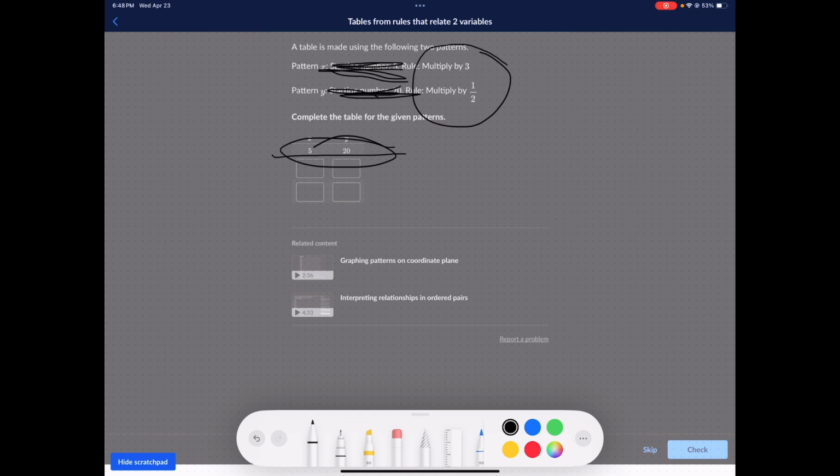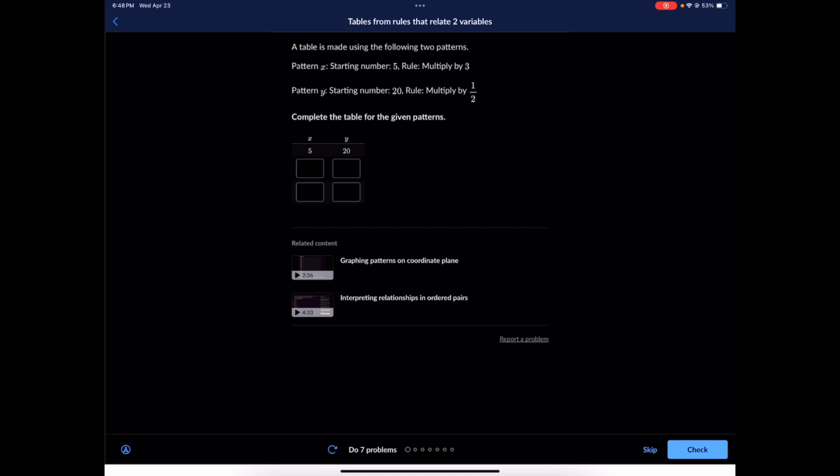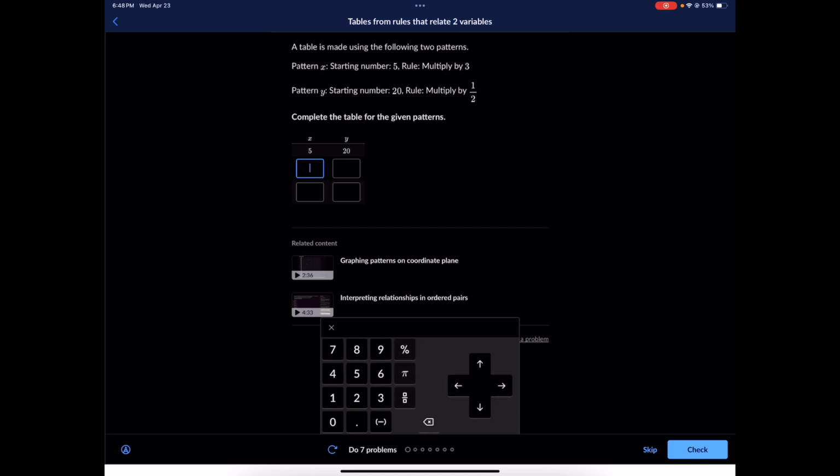So, for X, we're multiplying by 3. So, we're plugging it in. So, we have 5 and 3. So, what's 5 times 3? 15. Very good. And now, what if we multiply 15 by 3? What will we get? 45. So that's the end with that rule.